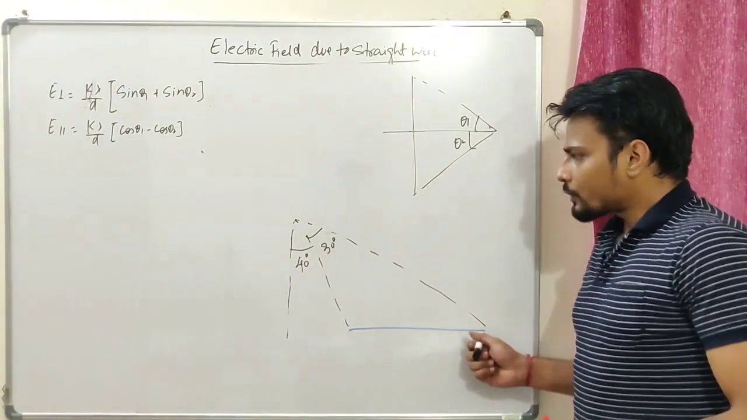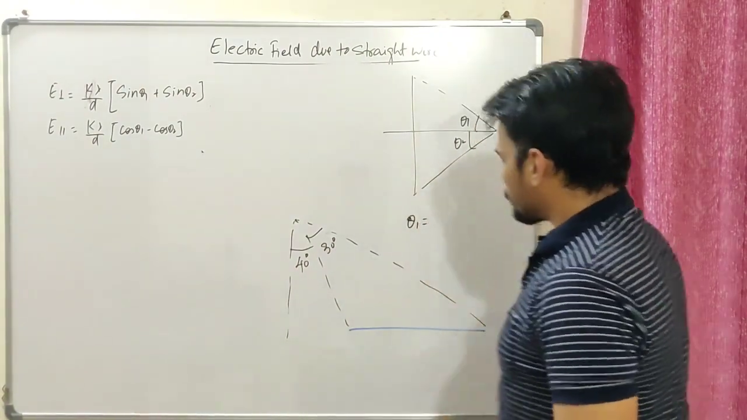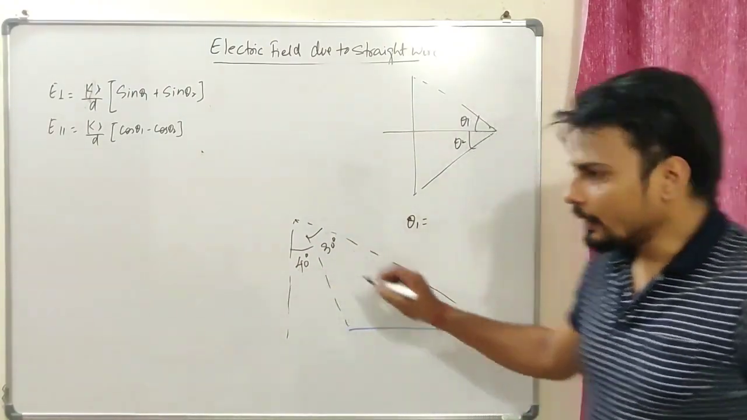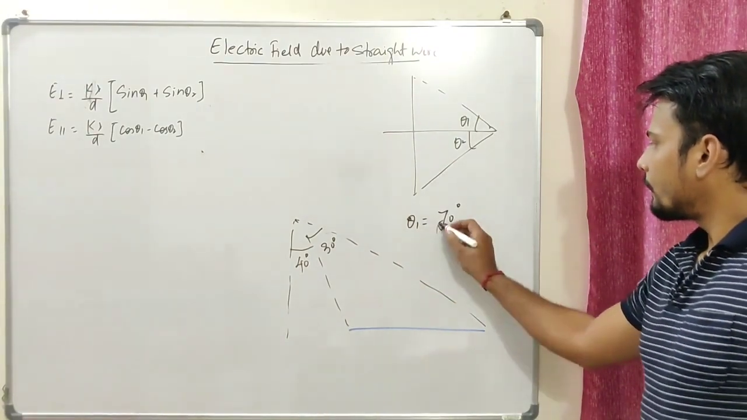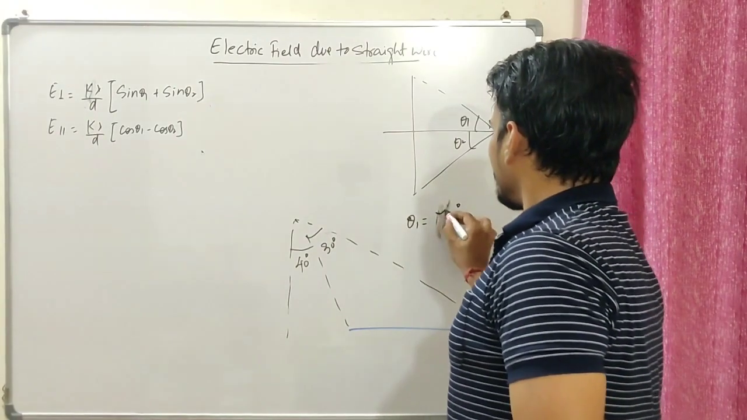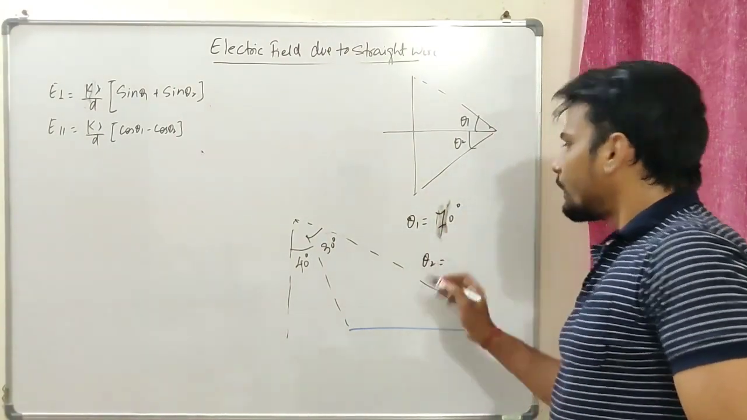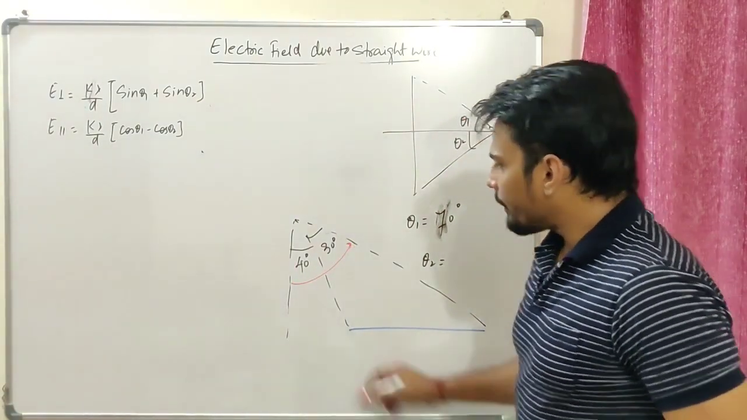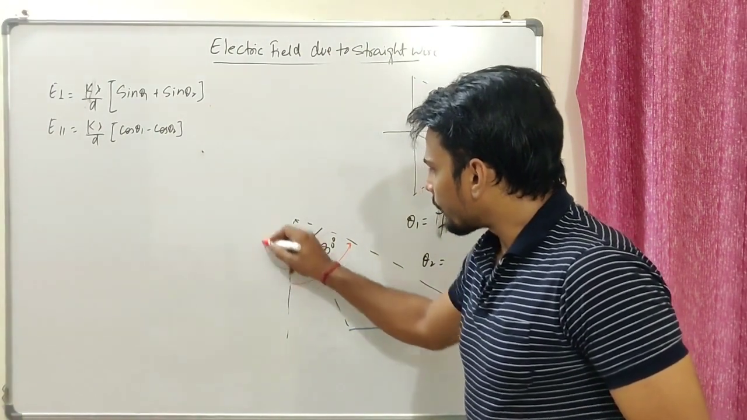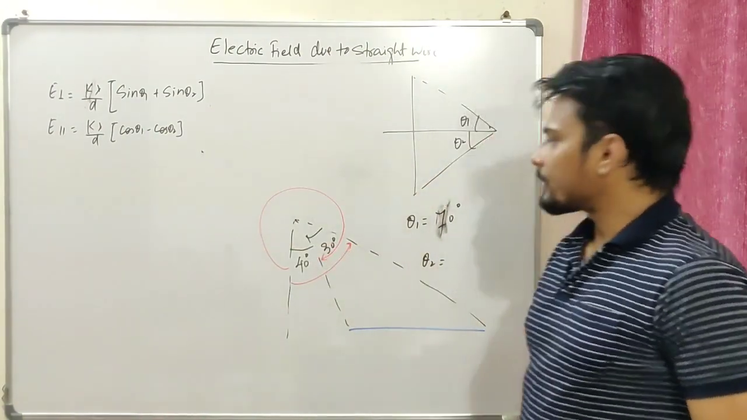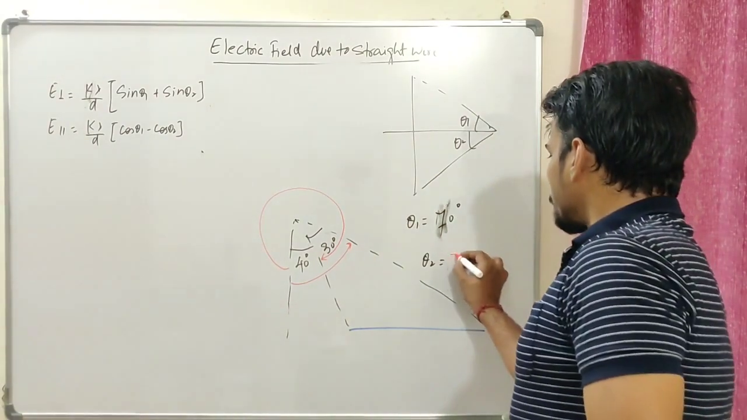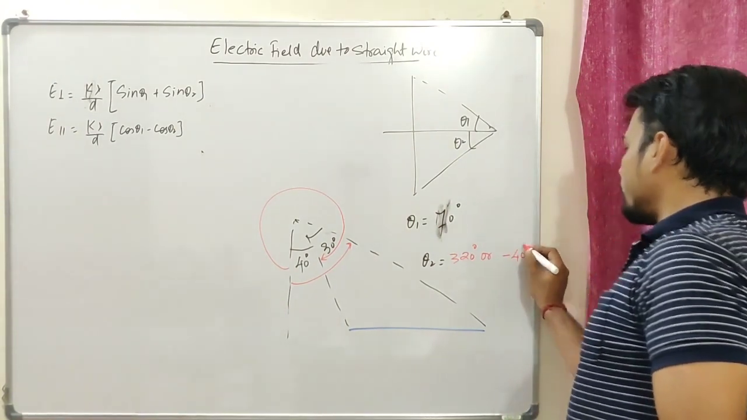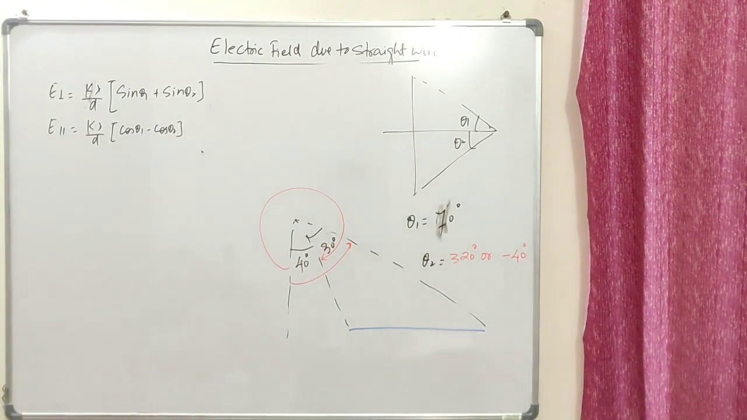With one extreme, let's say this is theta 1. So theta 1 should be how much? With this extreme, it should be 30 degree plus 40 degree, 70 degree. Theta 2, same perspective, 70 degree. How did you find it? This way. I'm going to start from here and come back like this. So theta 2 should be 320 degree, or it could be equal to negative 40 degree.